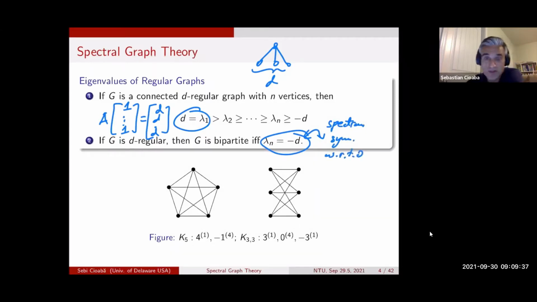So when the graph is bipartite, what you see on the positive side of eigenvalues, you're going to see on the negative side with a sign change. So I give you some small examples there.